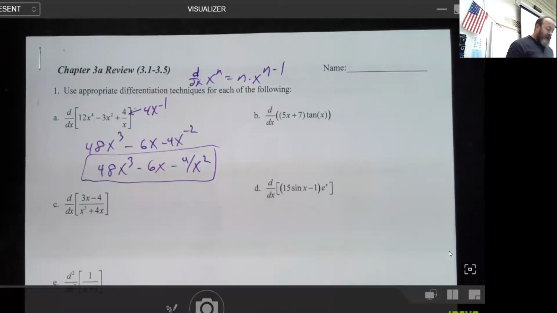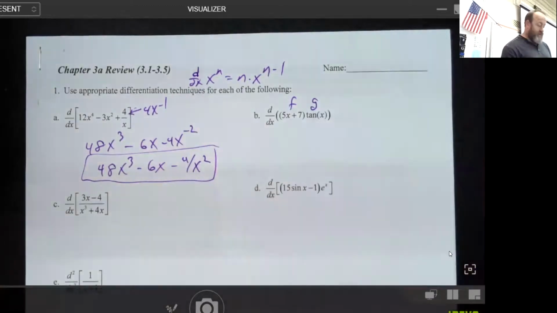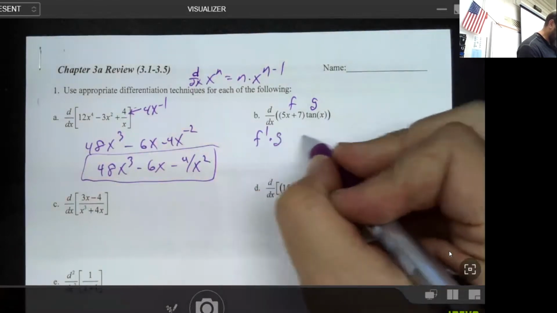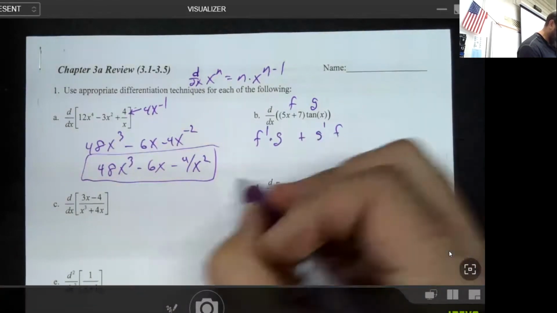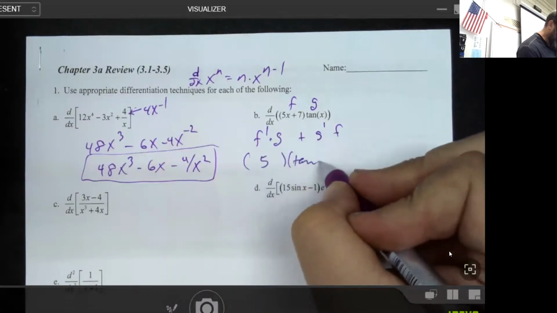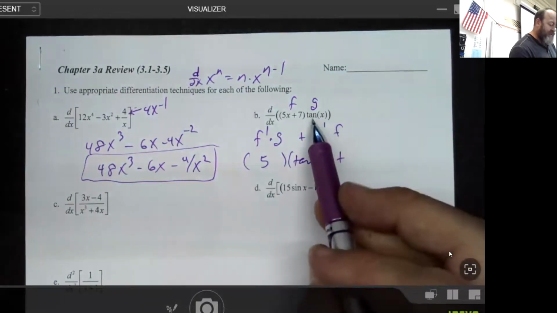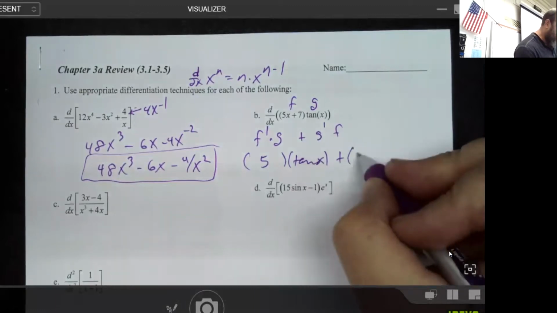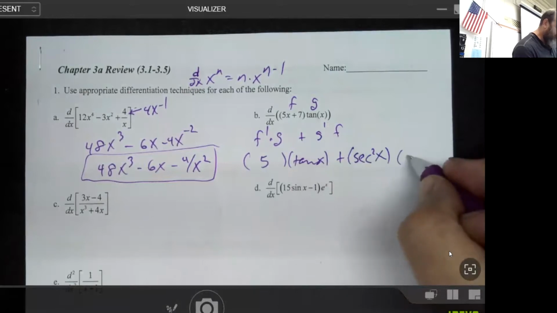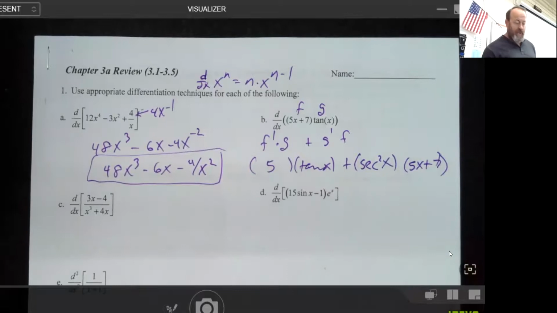Good to go. Okay, now, of course, for letter B, we're going to think about this as the product rule as FG. So if you recall, the product rule was F prime G plus G prime F. So F prime, of course, is 5. G is, of course, the tangent of X. G prime, this is one of those memorized facts. The derivative of the tangent is the secant squared of X. And F itself is 5x plus 7. And there's really not much I can do to make that one look better. It just sort of is what it is.